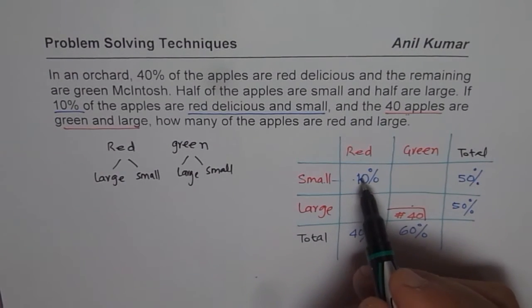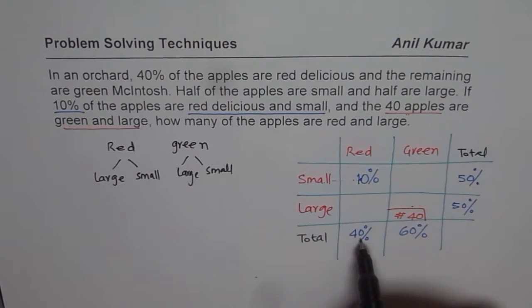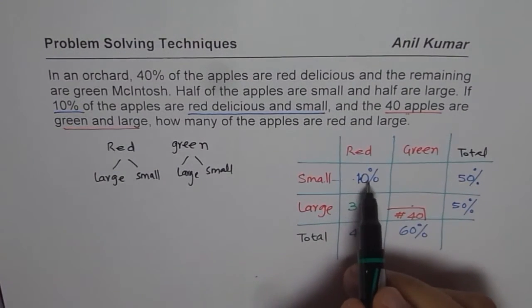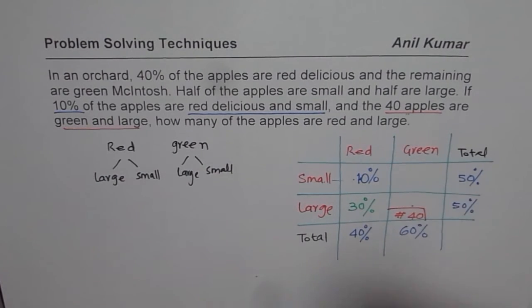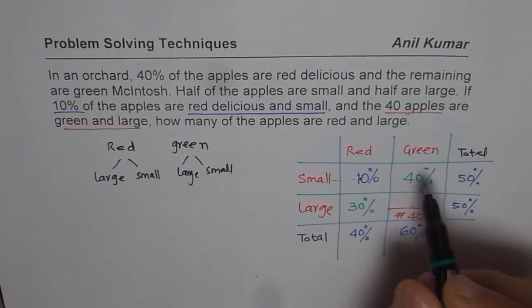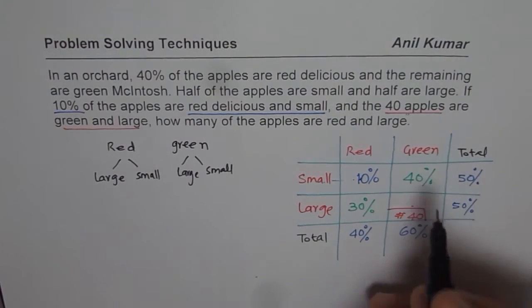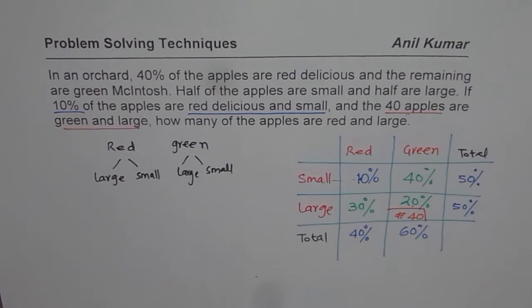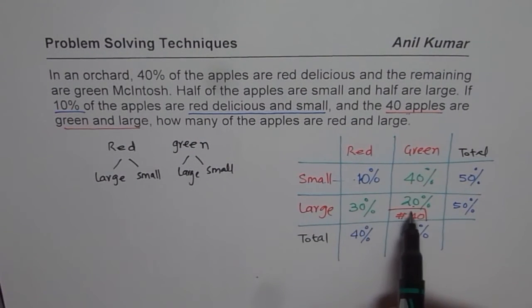Let's fill. So 10% plus something should give us 40%, and that something has to be 30%, right? 10% plus something should give us 50%. 50 minus 10 is 40, so that should be 40%. If that is 40%, to make it 60%, we are looking for 20% in this particular cell. So quickly, the information in the cells can be filled in.